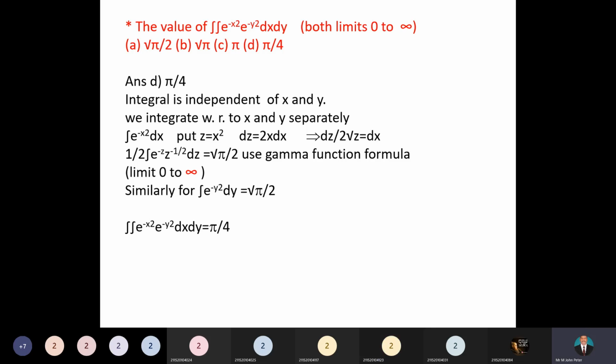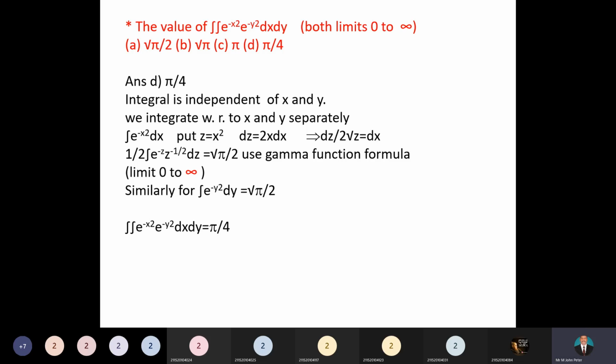So the value of the double integral e power minus x square, e power minus y square dx dy, both the limits 0 to infinity. What will be the value? That is a simple problem only. The integral is independent of x and y. Both the limits are the same, 0 to infinity, 0 to infinity. So that is integral 0 to infinity e power minus x square dx into integral 0 to infinity e power minus y square dy.